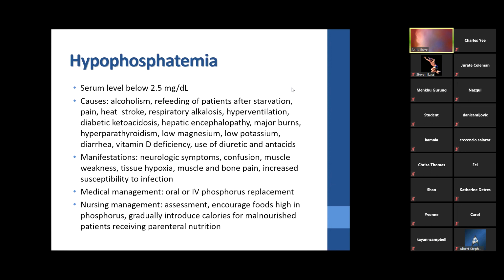With hypophosphatemia, you're going to see confusion, you're going to see muscle weakness. It presents like Guillain-Barré. It's not Guillain-Barré, which is a post-viral syndrome that has ascending muscle weakness. Well, hypophosphatemia presents also with that in terms of an ascending muscle weakness.